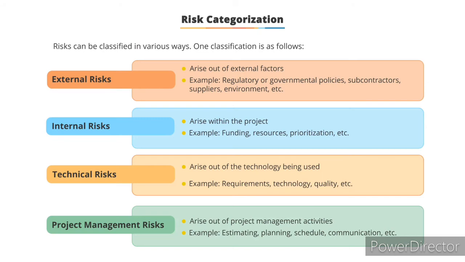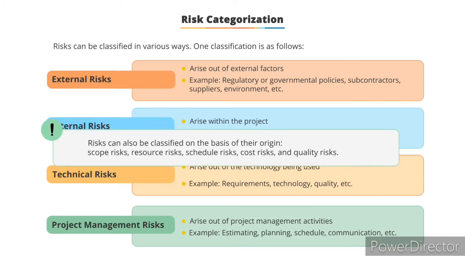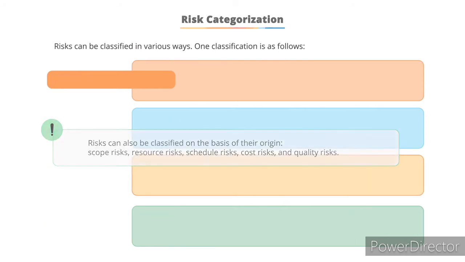The categorization of risk can be based on the origin. Risk can be classified as scope risk, resource risk, schedule risk, cost risk, and quality risk. Scope risk can include redoing the same task if the scope is not well understood. When the only resource is assigned to some other project, that would be a resource risk. In the next screen, let's discuss the decision tree that will help us estimate risk.